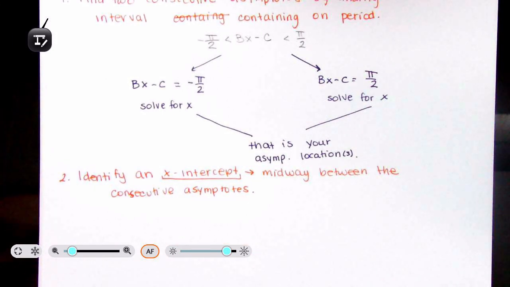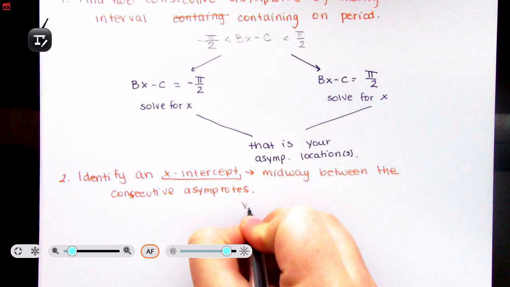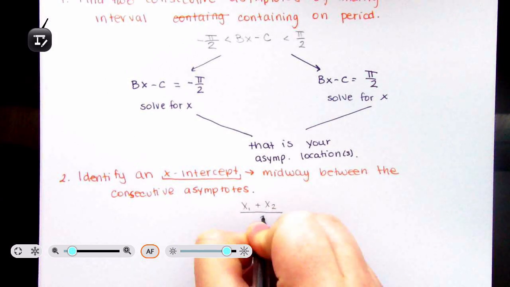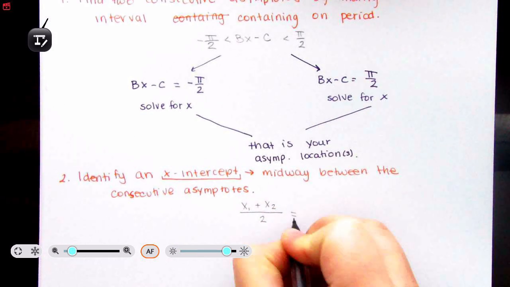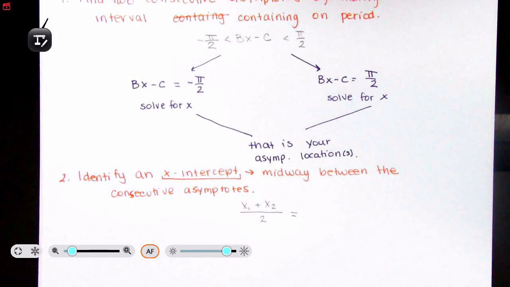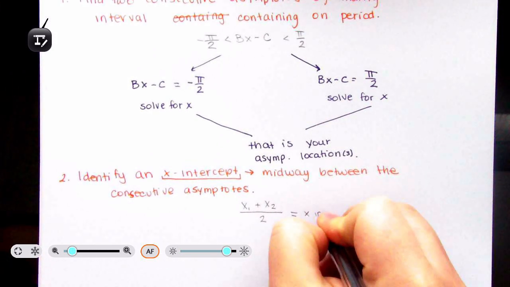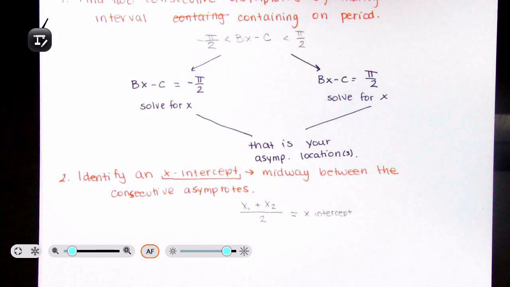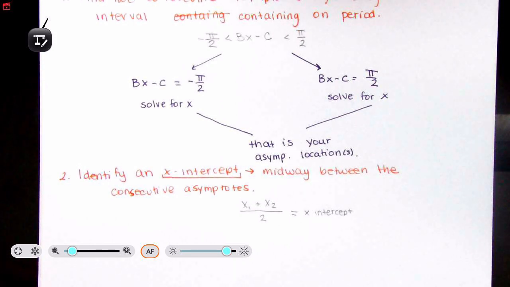So let me change markers here. You're going to say your first X value plus your second X value divided by 2, and that's going to be your X-intercept, or your X value that's going to be on your midline. Once we have that, we have your asymptotes, and we found your X-intercept or your point on the midline.